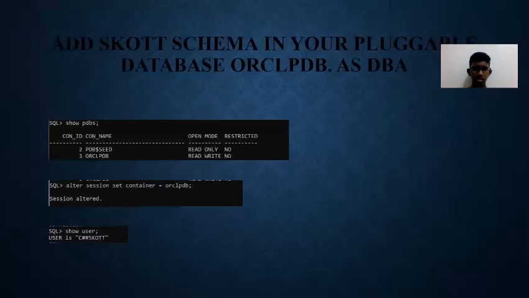After that, we need to add the Scott schema in your pluggable database ORCLPDB as SYSDBA. So we need to run the command show pdbs. So it will show the connected ID and PDB. Then we need to alter session set container to ORCLPDB and it shows session altered. Then we need to show user.